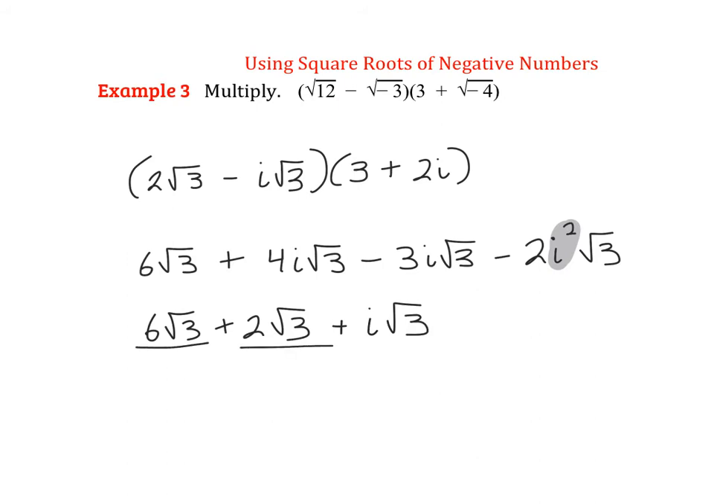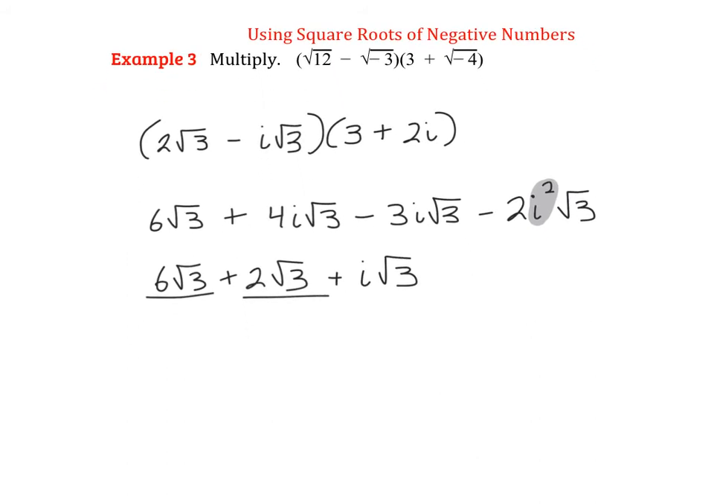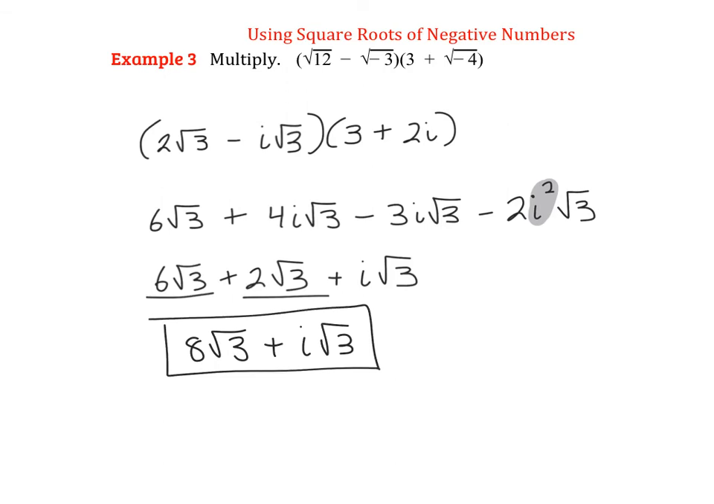And then last, I'm going to combine my real terms. So 6 plus 2 becomes 8 root 3 plus i root 3. And so this is our complex answer. We have the real part and the imaginary part.